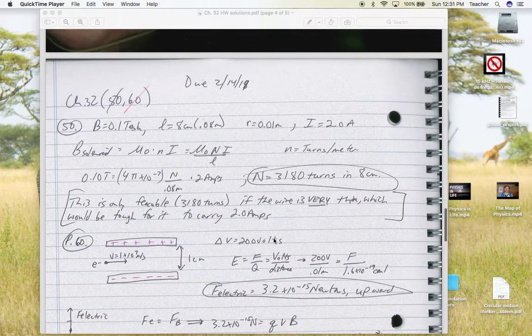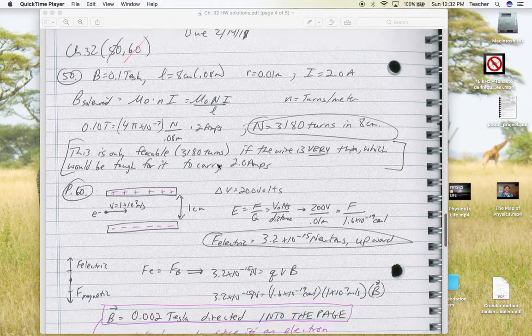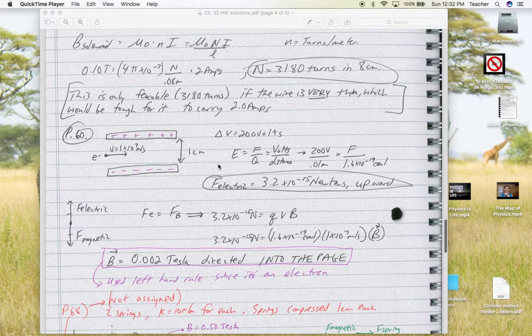50. This was the one problem we had with a solenoid. This is the formula that I think is on your formula sheet, mu naught lowercase n times I. Basically, lowercase n is turns per meter, so I changed that into N turns over L meters in length. Figured it out that way. 60, I think we did talk about in class also.